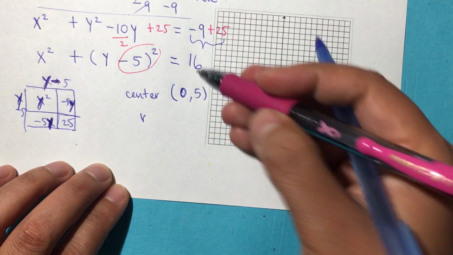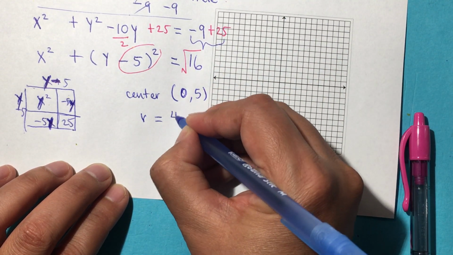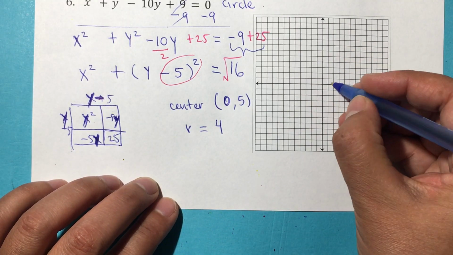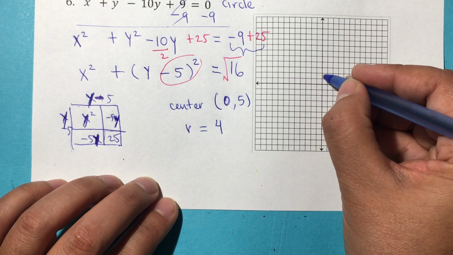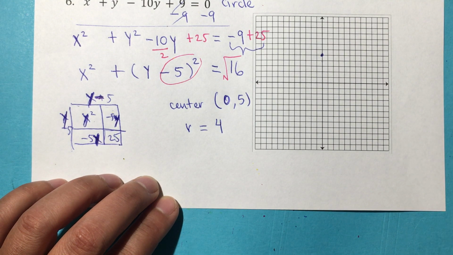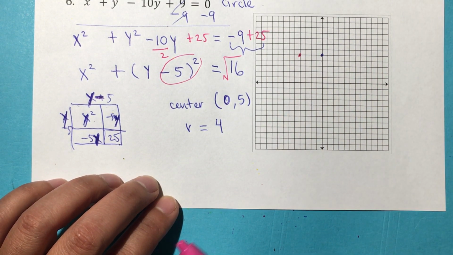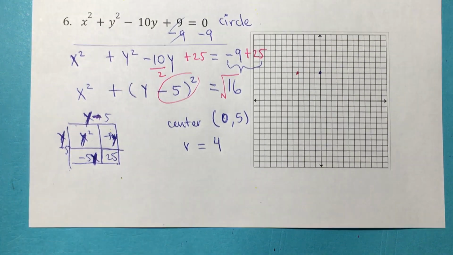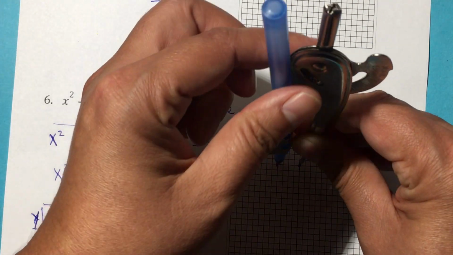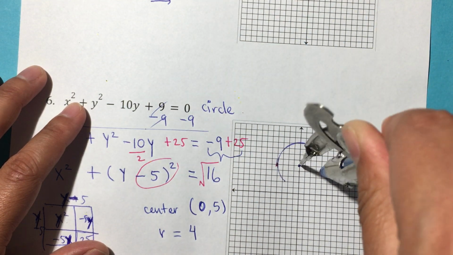The radius, we take the square root of 16, and that's going to be 4. And let's graph it. 0, 5 is 1, 2, 3, 4, 5. It's right there. The radius is 4 spaces away, so 1, 2, 3, 4. And then we form our circle.